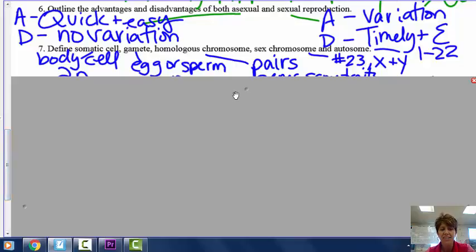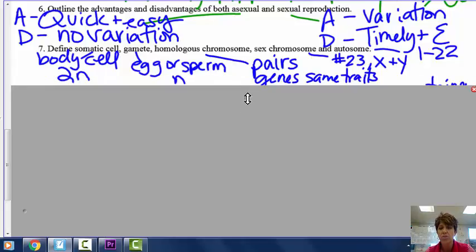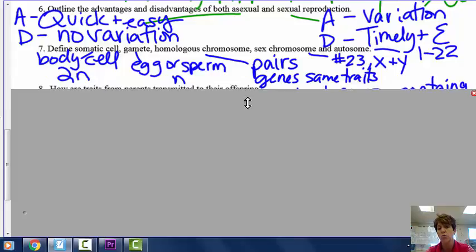All right, next one, define a somatic cell. That's just a body cell. A gamete, that is a haploid cell that is either a sperm or an egg. Homologous chromosomes, those are the chromosomes that are pairs. So we have 23 sets of homologous chromosomes. So we have 2 of chromosome 1, 2 of chromosome 2, 2 of chromosome 3, and so on. The one original came from mom in the egg, and the other original came from dad in the sperm. And sex chromosomes are the final pair of chromosomes, chromosome 23. It could be 2 X's forming a girl, or it could be an X and a Y forming a boy. And an autosome are the chromosomes 1 through 22 that code for all regular traits, not your sex.